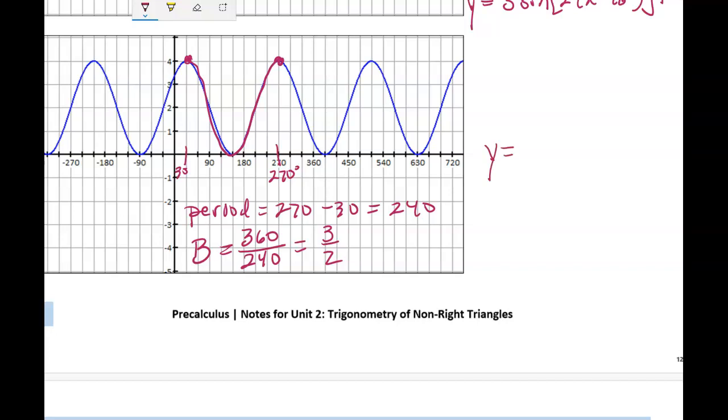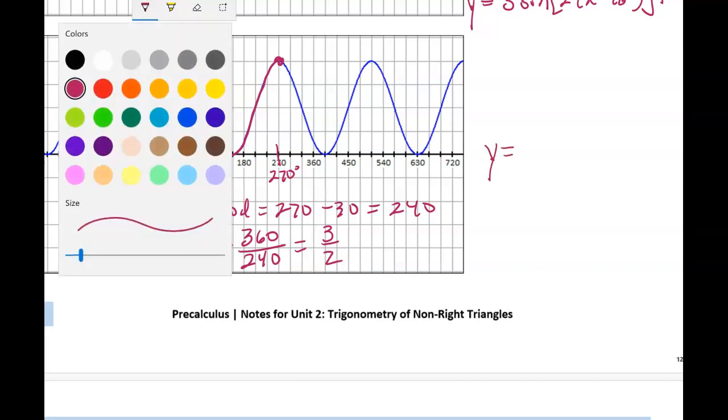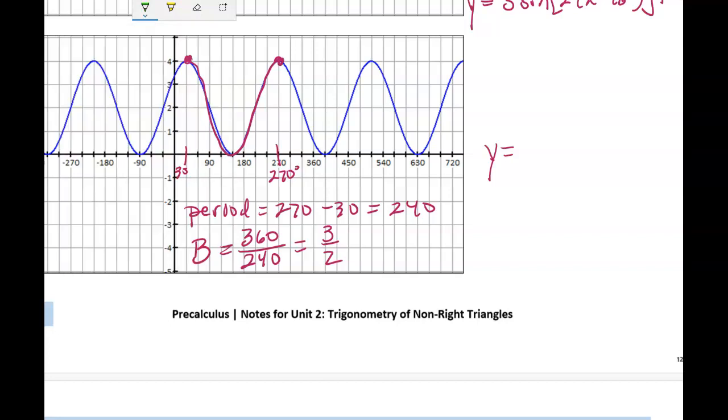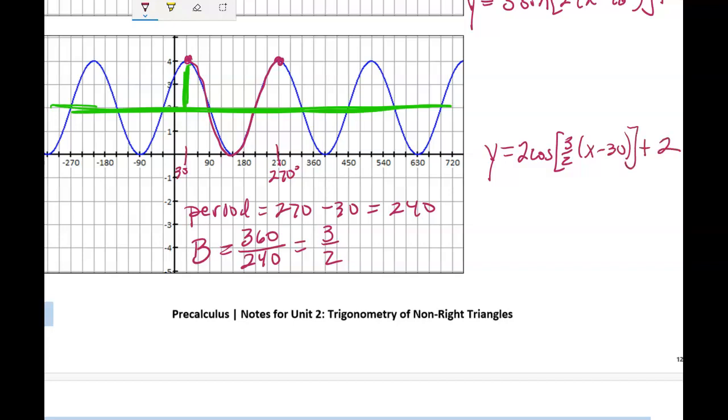So we have y equals, and now we need to find our amplitude and vertical shift, right? So it looks like our vertical shift here, where's the average y value, is at 2. And our amplitude is also 2. So y equals 2 times the cosine of 3/2 times x minus the phase shift of 30 plus 2. And recognize there are multiple answers, but that one's a perfectly good answer. All right, that's it for the lesson.